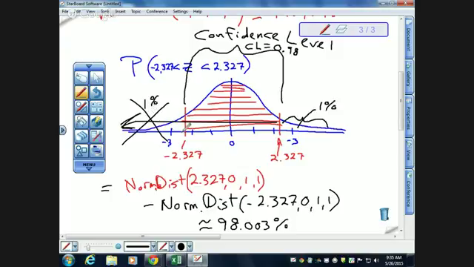So if there's 1% probability below negative 2.327, we would call negative 2.327 the first percentile. What does percentile mean? Quartile. Not quartile. Well, quartile is like 25 or 75. That percentage of people have that score or below, yeah.